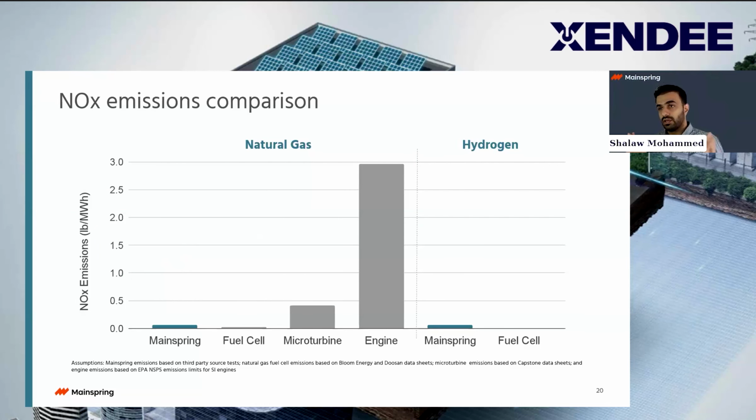So emissions. We talked about how we have low emissions because of the low temperature reaction within our power cylinder, or reaction cylinder. But if you compare us to other technologies, we have technically one of the lowest emissions profiles out there. And this is for natural gas and for hydrogen.